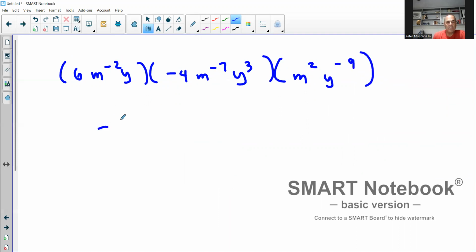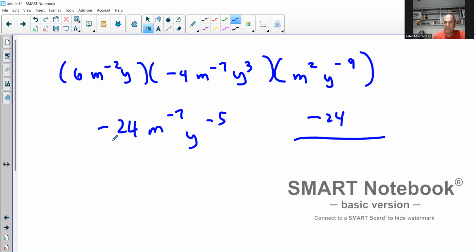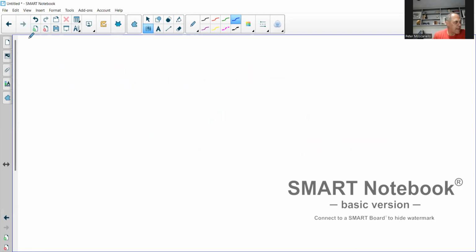So coefficient negative 24, m to the negative 7, it's negative 2, negative 9, negative 7, and y to the 1, 4, negative 5. We don't move the negative 24. We never move coefficients. We only move the exponent's final answer. Okay. And number 14.